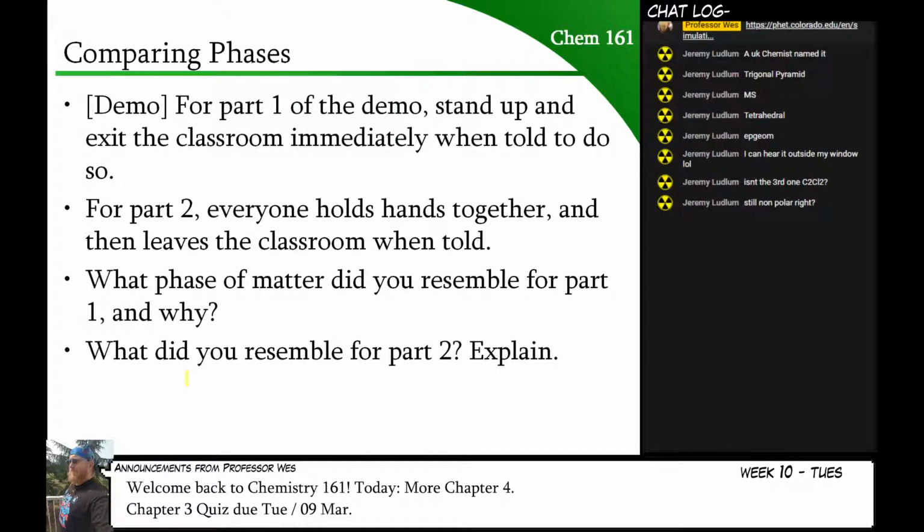And so in part 1, where you're independent, you're a gas, and so you have freedom of movement. You can go in any direction you want to. But in part 2, a force holds you together, and that is the force of you joining hands. And that force would be the intermolecular force.